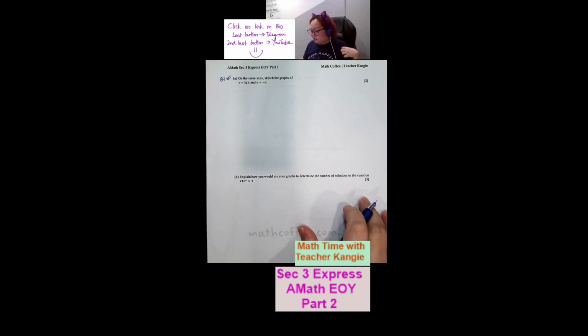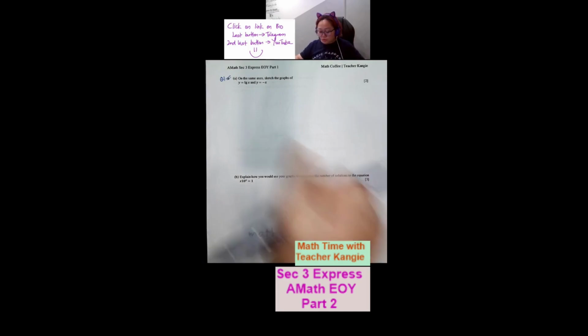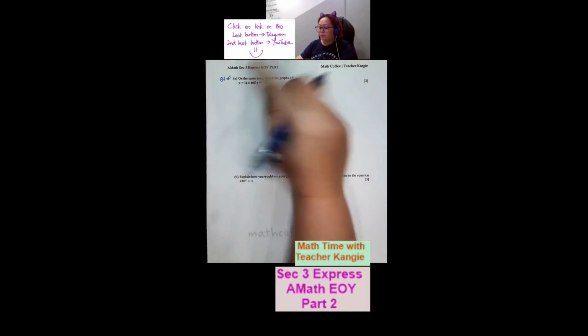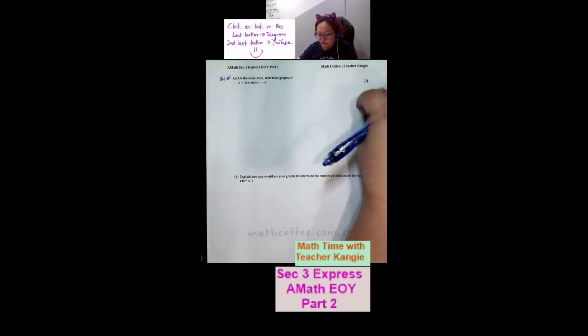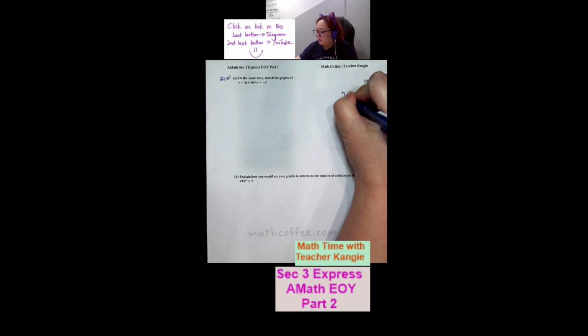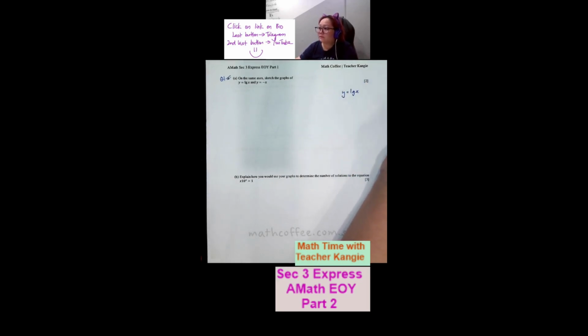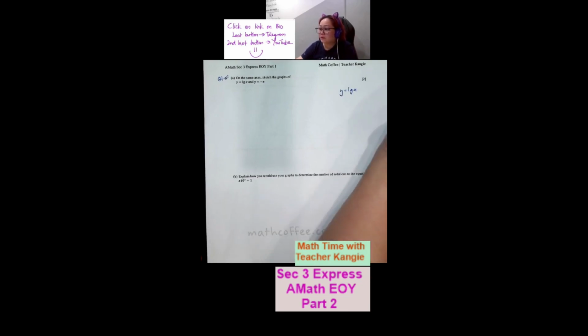Okay, so the very first question is they ask us to sketch the graph for logarithm as well as a normal linear graph. So first of all, how are we going to plot the graph for logarithm? Logarithm graph is actually pretty straightforward. So I'm going to write it here on this side. I want to plot y equals to log x.